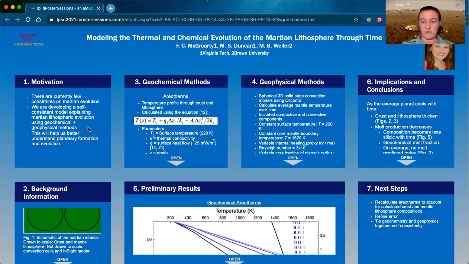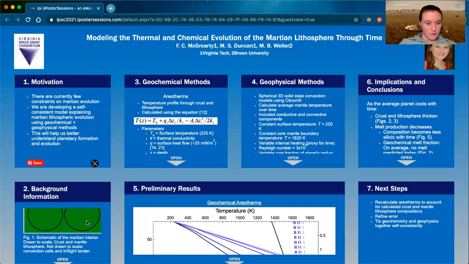We do have some meteorites that have come from Mars that we have studied, but we don't have any samples that have been returned from Mars, nor do we have the variety of observation equipment on Mars that we do on Earth. And so I did this research in order to help us understand how Mars has evolved over time, and specifically how the chemistry of the crust and the mantle have changed over time.